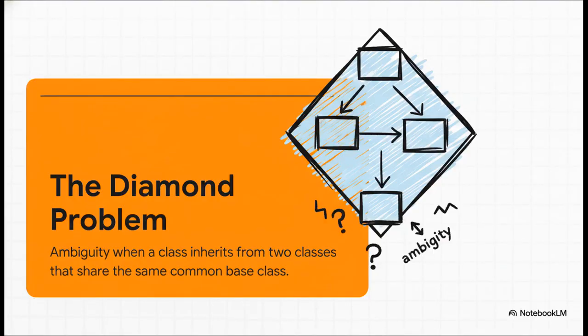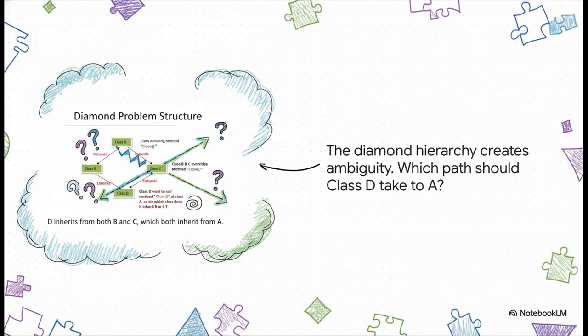Well, the diamond problem is a very specific issue that happens with multiple inheritance. It's this confusing, ambiguous situation where a class inherits from 2 parent classes who themselves both inherited from the same grandparent class. And you can see exactly why it's called the diamond problem from this diagram.